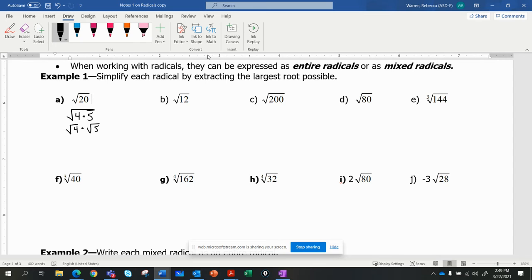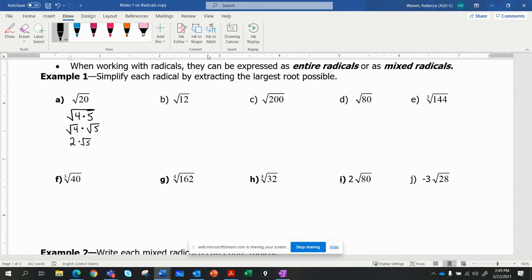So what's the square root of 4? 2. And then radical 5 can't be simplified anymore, right? 5 is a prime number. There's definitely no perfect squares hidden within 5. So this means 2 times radical 5.